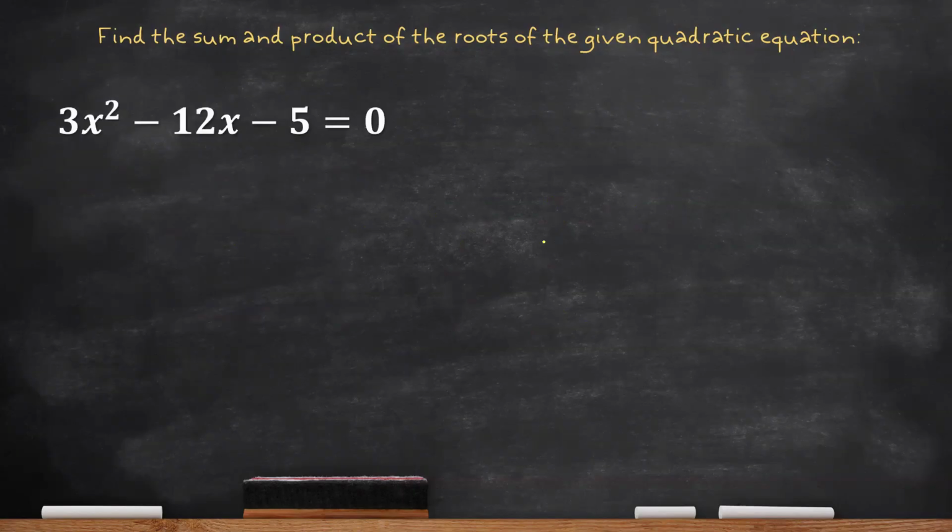Next. So we have here 3x squared minus 12x minus 5. So standard form naman, kaya identify na natin yung values ni A, B, and C. So value of A, this time the value of A is 3, B is negative 12, and C is negative 5. Okay, so let's find the sum.